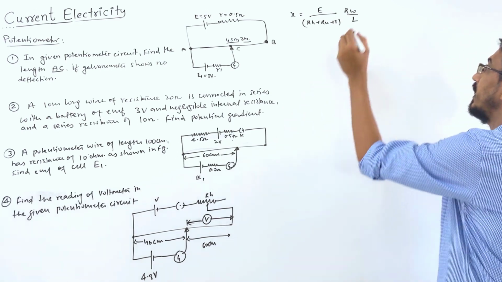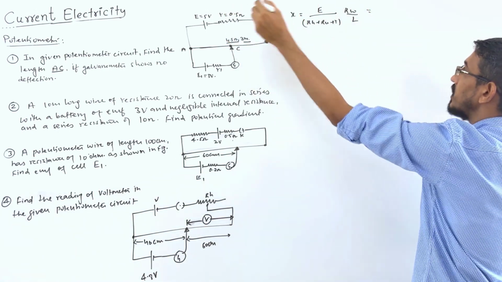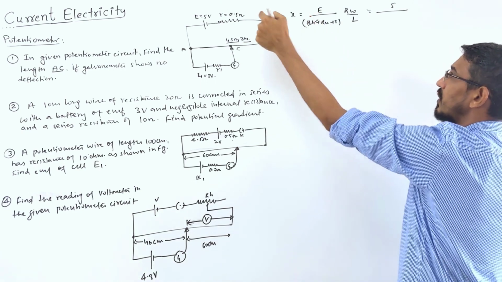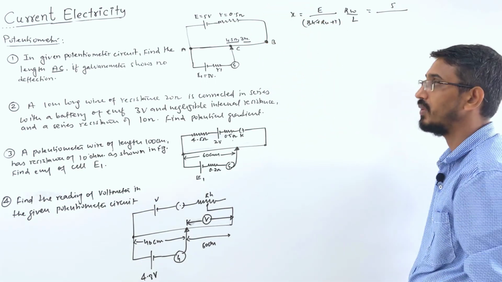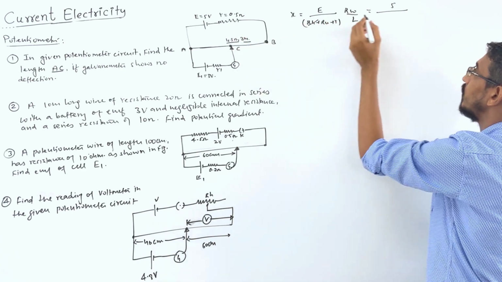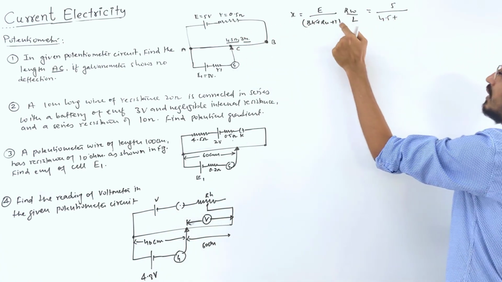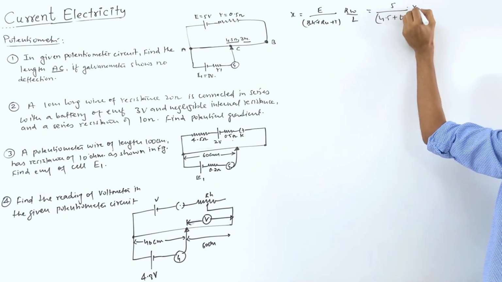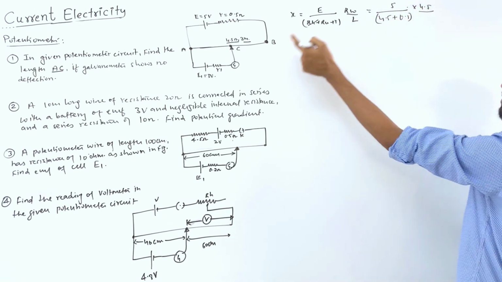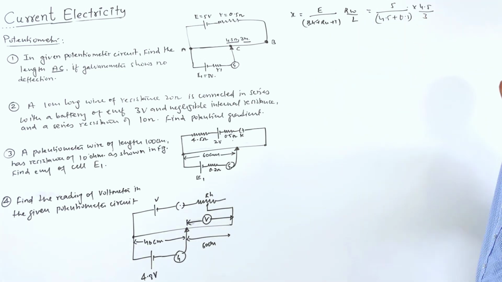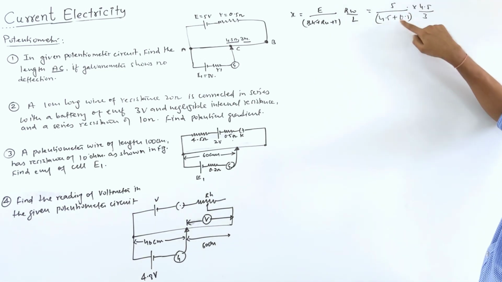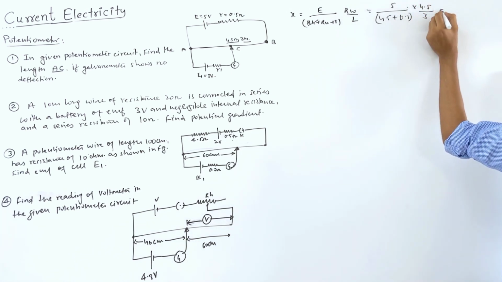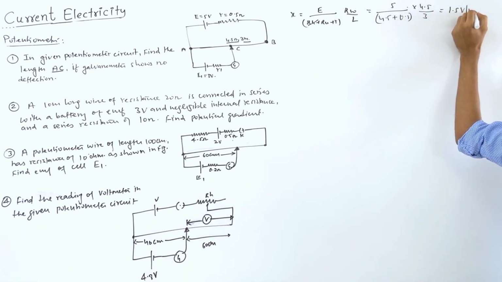Let's calculate. The EMF of the main battery is given as 5 volt, divided by the rheostat resistance, not given to you, resistance in series not given, resistance of the wire 4.5, plus internal resistance 0.5, times the resistance of the wire 4.5 divided by the length of the wire, which is 3. This 5 and this 5 cancel, so 4.5 by 3 is simply 1.5 volt per meter.